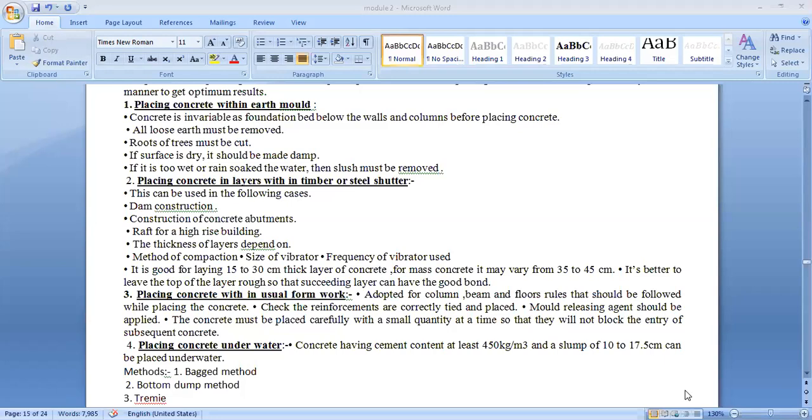In the last class we discussed the transportation of the concrete. We were discussing the process of manufacturing of the cement, and in that we discussed the transportation methods. After transportation, next we discussed the placing of the concrete. In placing of concrete, again we discussed the placing of concrete within the earth mold.